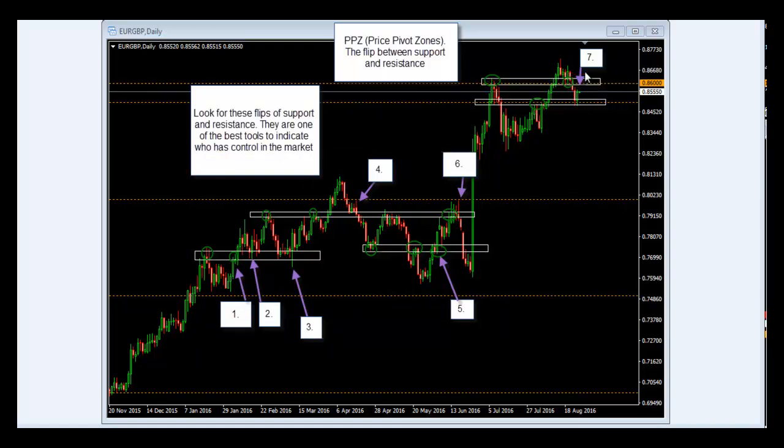So again, just a quick video to show you support and resistance flips and how you can combine them with price action to pinpoint your entries.